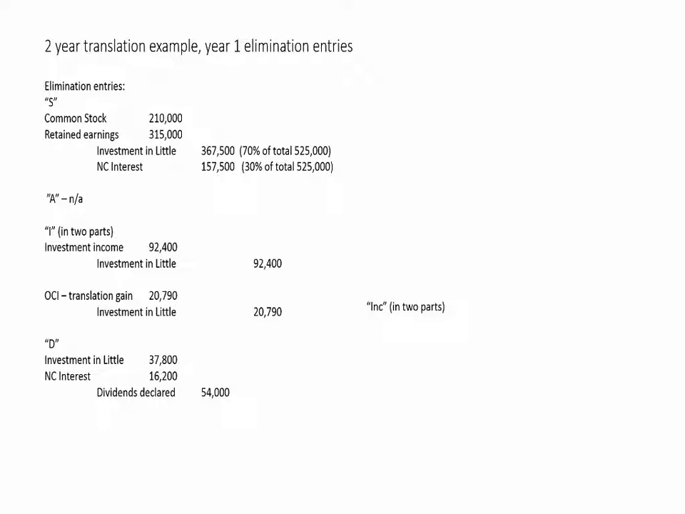As always, we eliminate the subsidiaries' dividends declared, split that 70-30 between the investment and the non-controlling interest. And then finally we have our income to the non-controlling shareholders, again in two parts. We're going to allocate 30% of the reported earnings to the non-controlling interest, and we're also going to allocate 30% of the other comprehensive income to the non-controlling interest.